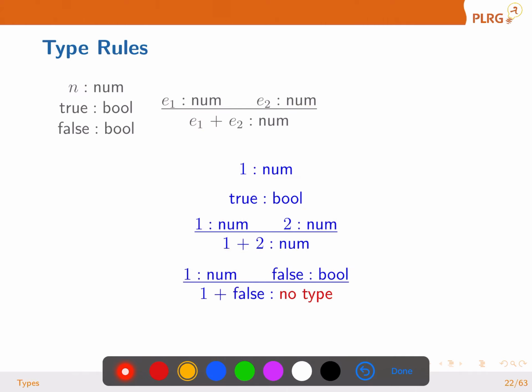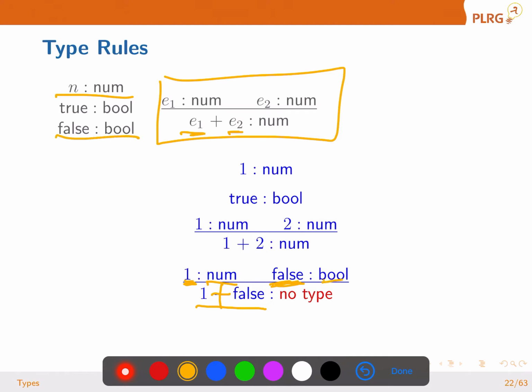How about that? 1 plus false. Oh, it's a plus thingy. Then there's only one rule to apply. Then let's see. E1 and E2. 1. Oh, I know. It's number. False. Oh, I know. It's Boolean. Oh. That does not match. Because it expects two numbers, but I have a number and Boolean. Then we cannot say num here. It's going to be an error.